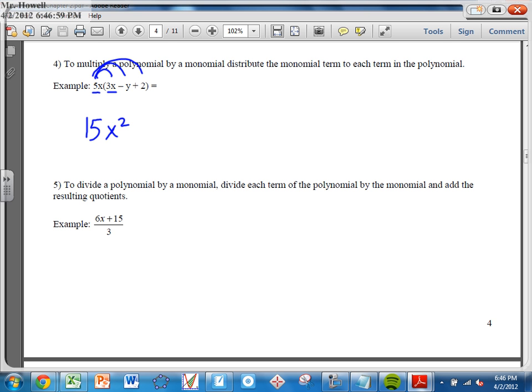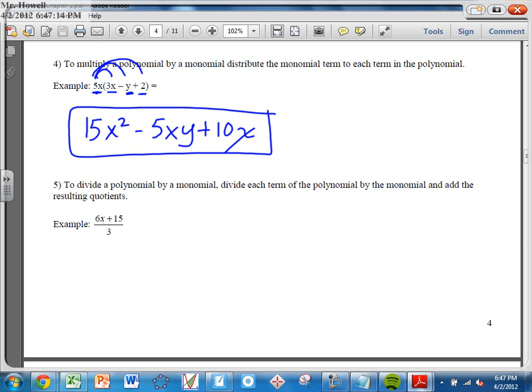Consider the negative and just put it right here. And then just put 5x, and you're multiplying it by y, thus negative 5xy. That's this middle part right here. Then I need to do 5x times 2. Well, 5 times 2 is just 10, and then tack on the x. And there's my final value for that problem.